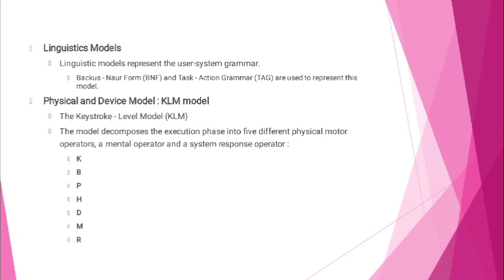The next model is the physical and device model, that is the KLM model. K stands for keystroke, L stands for level, and M stands for model. So the keystroke level model is the KLM model, and it predicts how long it will take an expert user to accomplish a routine task without errors using an interactive computer system.